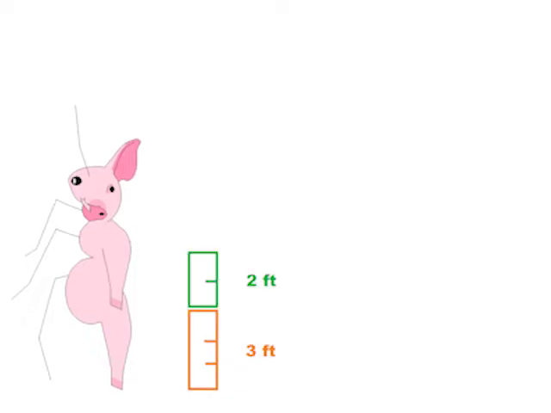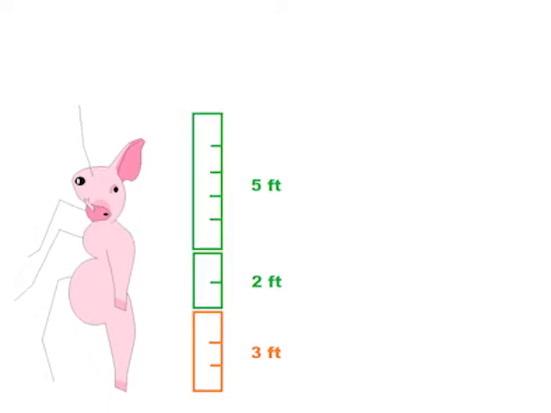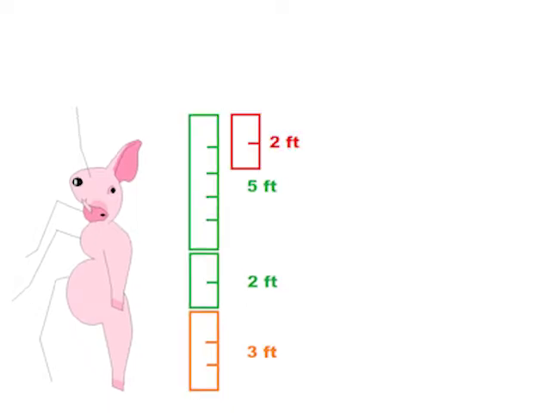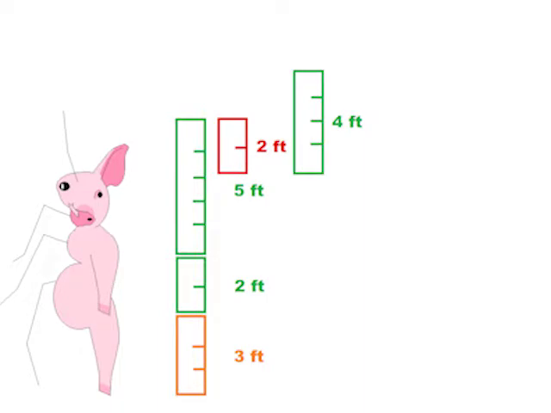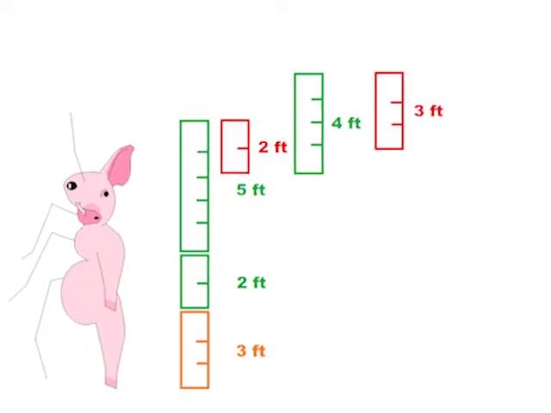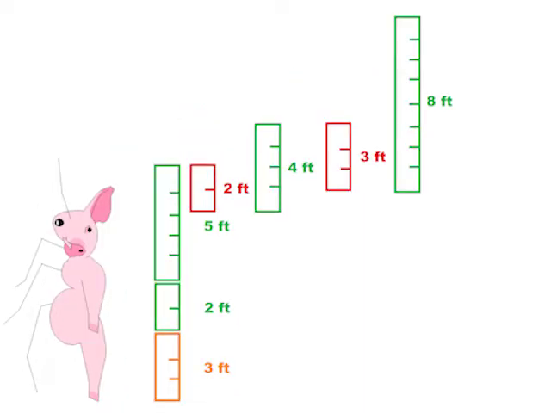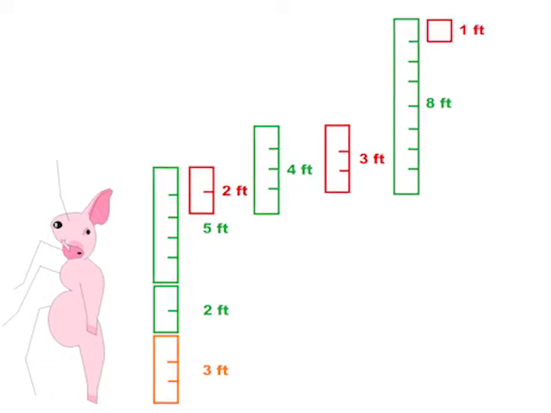The next year you grow 2 feet. Then you grow 5 feet. Then you shrink 2 feet. Then you grow 4 feet. Then you shrink 3 feet. Then you grow 8 feet. Finally, you shrink 1 foot. How tall are you after all those years?